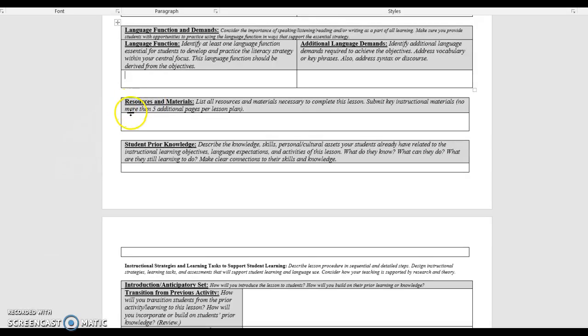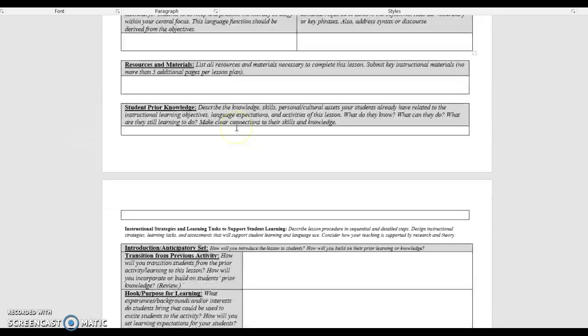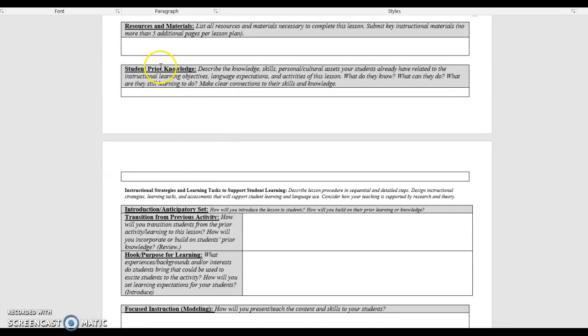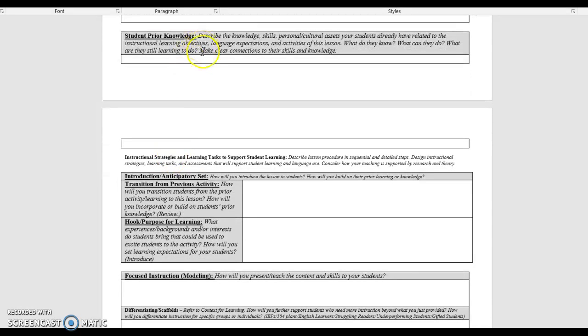Next is the resources and materials, and you just list off whatever resources or materials you may need, like a whiteboard, computers, maybe pencils, things like that. The student prior knowledge. This is what students should already know before this lesson, and so you have to take into account what do they know, what can they do, what knowledge they already have based off of what you've taught in the past.